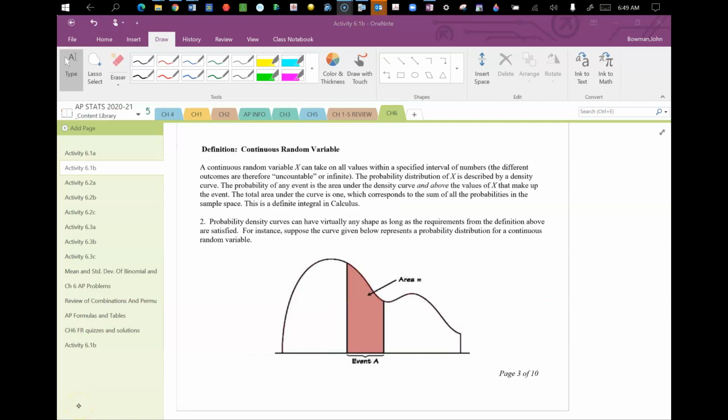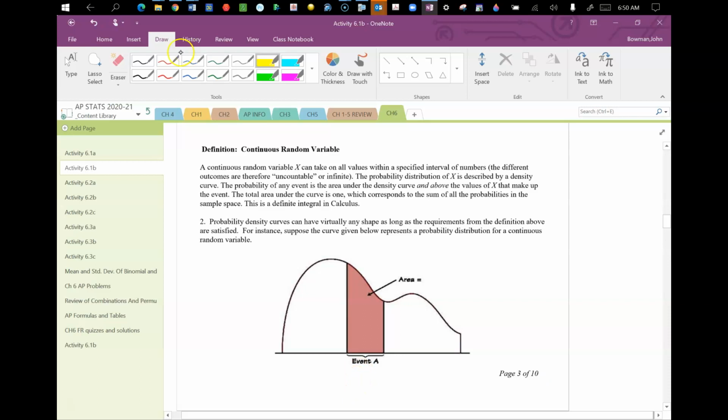So the only difference between a discrete random variable and a continuous random variable is that a continuous random variable can take on all possible values within a specific interval. So in the baby weight example, instead of only being able to take on values in 1 pound increments or tenth of a pound increments, the baby's weight could take on any number between the minimum of 5 and the maximum of 9.